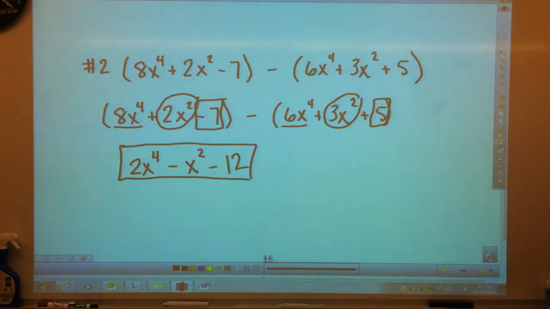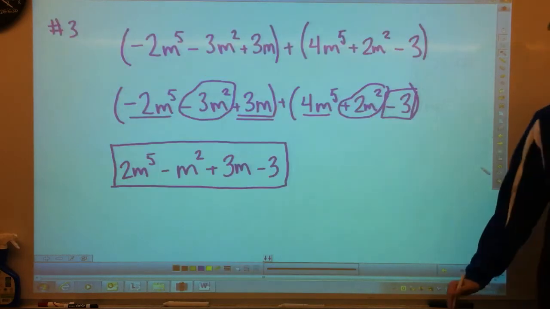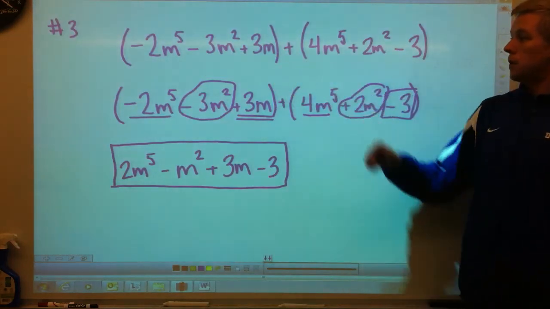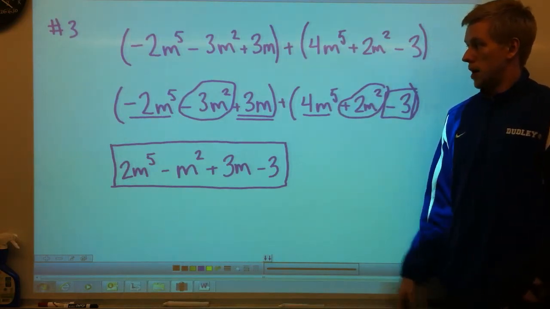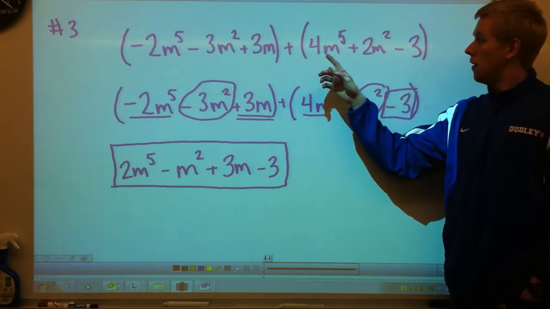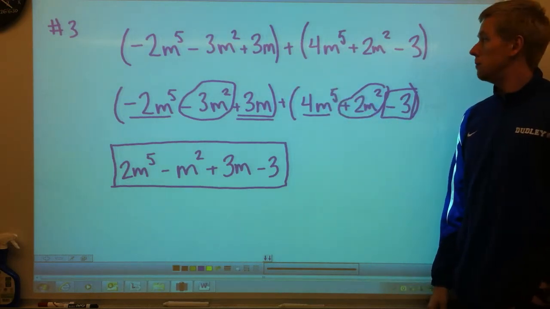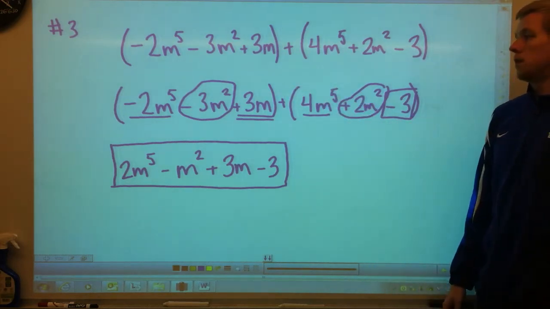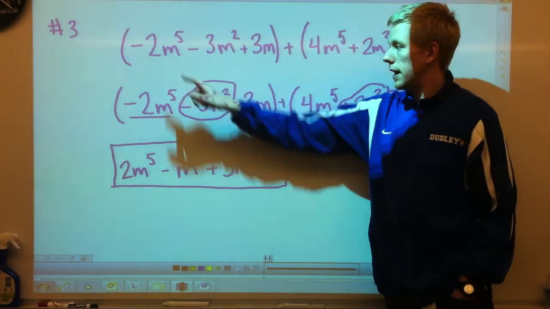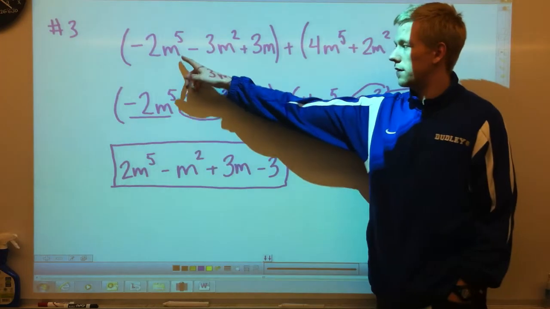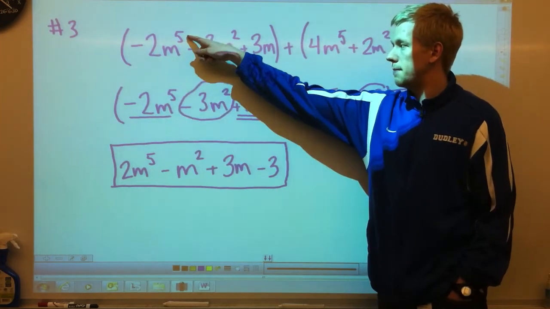Next, we're going to have an addition problem with a little wrinkle in it. Okay? So we have negative 2m to the fifth minus 3m squared plus 3m plus, so we're adding here, 4m to the fifth plus 2m squared minus 3. Again, start with what you know. I know that I'm going to start with a negative 2m to the fifth. I want to find things that match that same base and that same exponent.